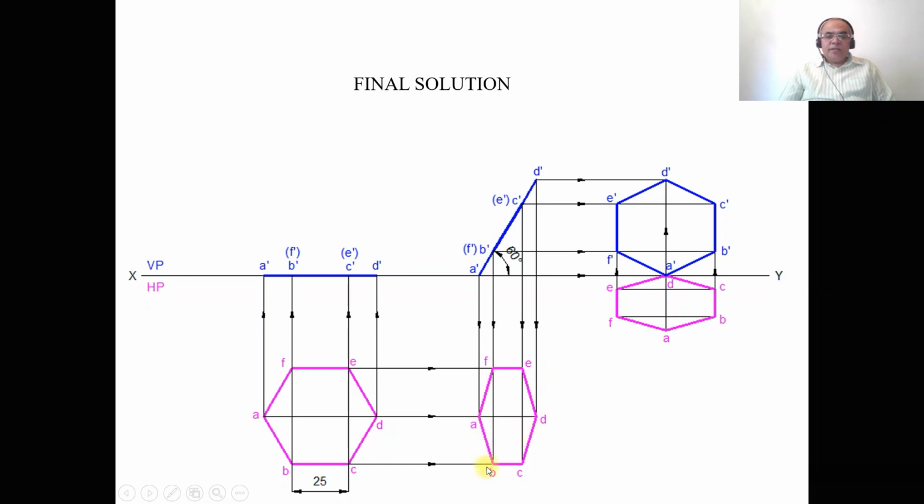Then join A to B, B to C, C to D, D to E, E to F and F to A with a dark line. Now we need the corner opposite to the corner resting on VP to rest on VP. The corner opposite to that corner is D. Now it is in front of VP. You have to keep it on VP.